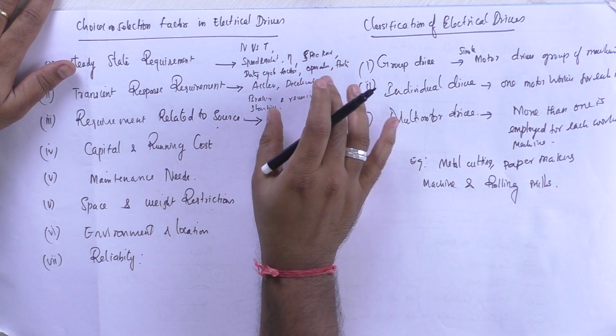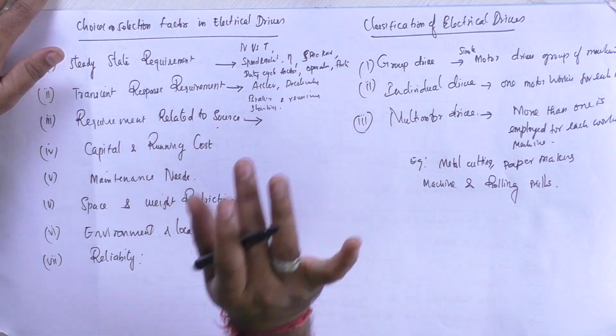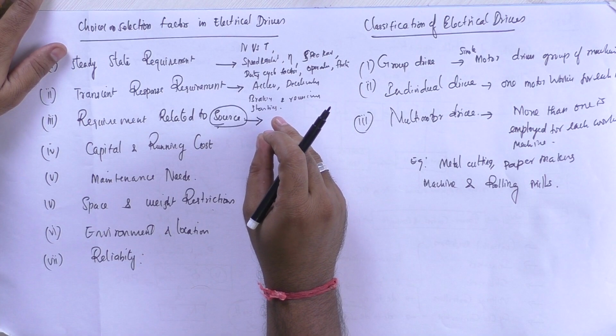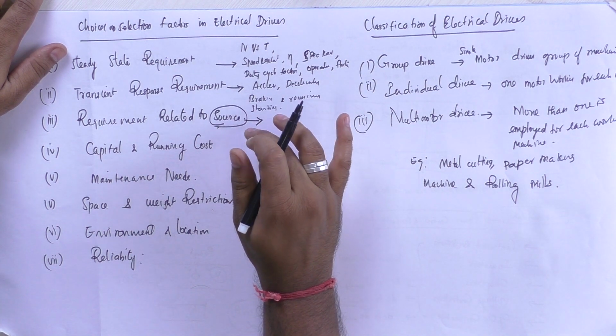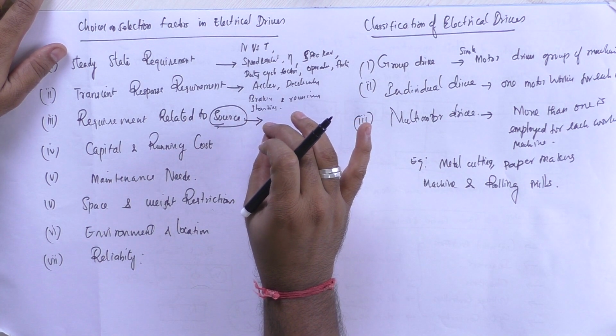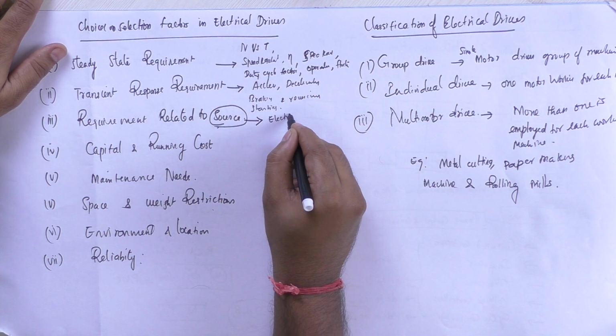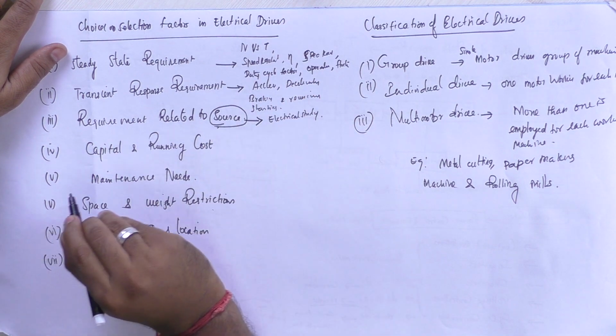So these three are the very important internal factors that affect the transient response, and the transient response is always related to the output side. So the first two cases, steady state and transient response, deal completely with the motor connected to the load. The third factor is the requirement related to the source. This source depends on the input side, so it is going to be electrical.